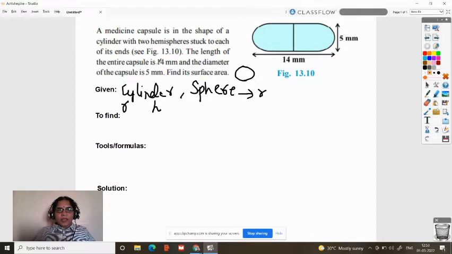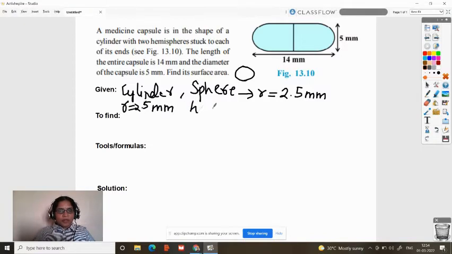The length of the entire capsule is 14 mm. Okay, but none of this talks about radius or height. So let's keep it. And the diameter of the capsule is 5 mm. As soon as we read the diameter, do we know that it is directly related to the radius? Yes, of course. If the diameter is 5 mm, then the radius is half of it. So, therefore, the radius is 2.5 mm. Directly, we are getting this information that the radius is 2.5 mm.